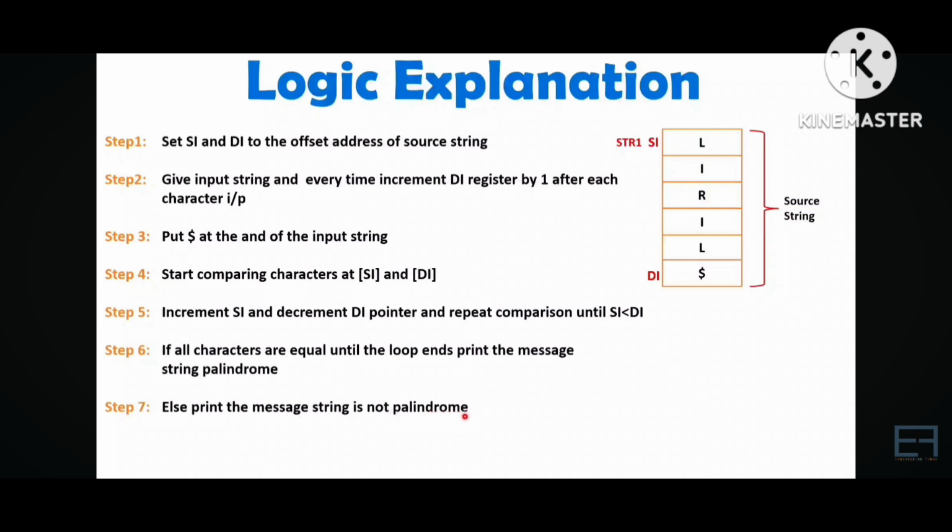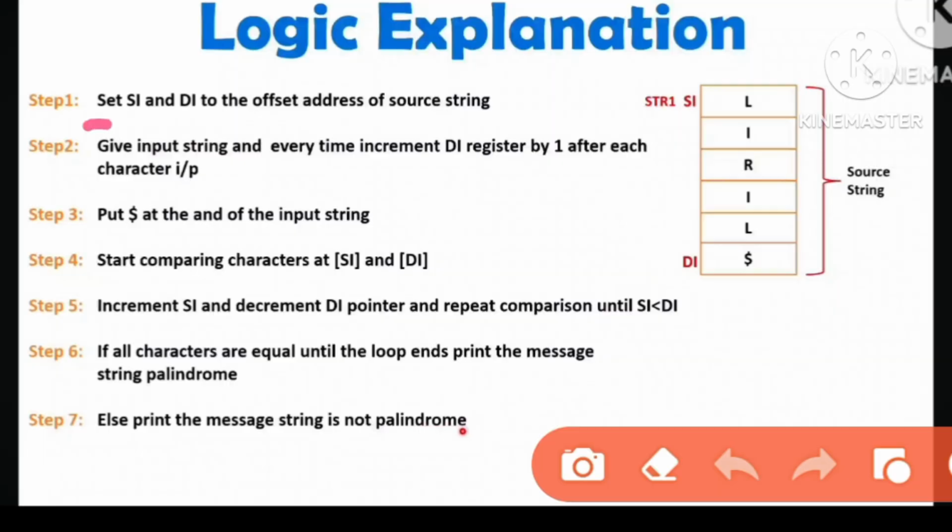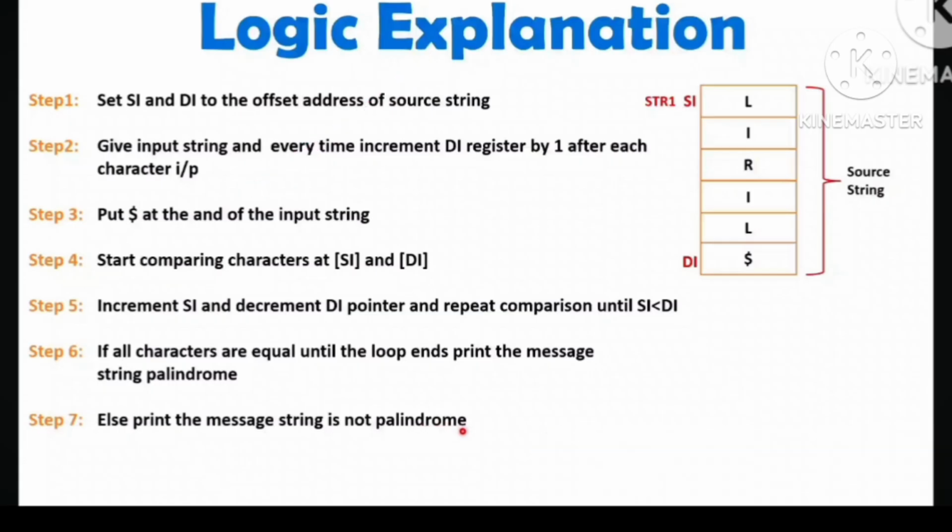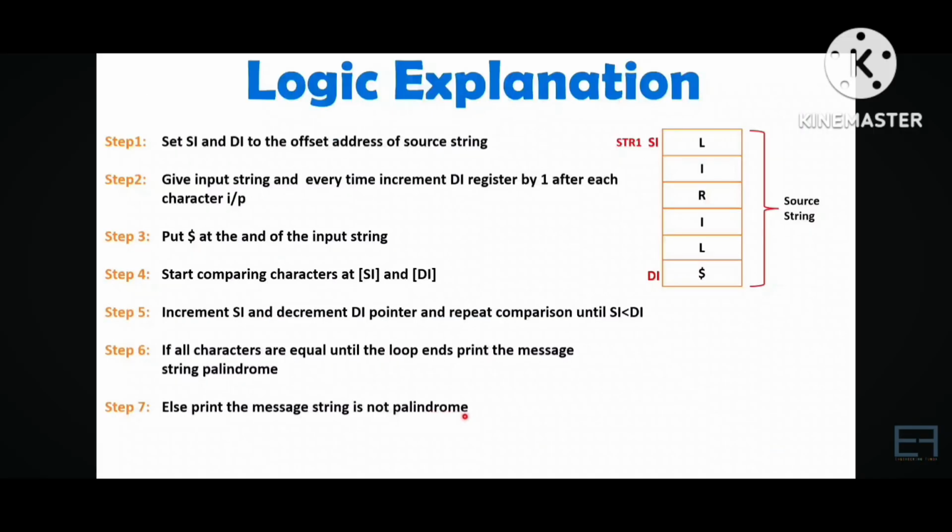Let us understand the program. SI and DI are the offset addresses of the source string. Initially, SI and DI hold the first character. Once you enter the second letter, DI will increment, and so on. Finally, when the string has been entered, DI will contain the last address, or the address of the $ sign. Then we need to start comparing the characters pointed to by SI and DI.